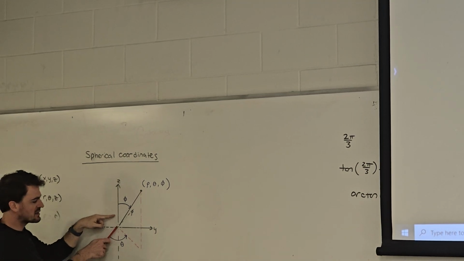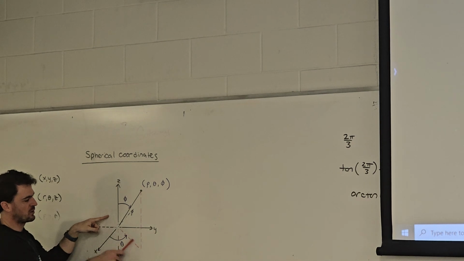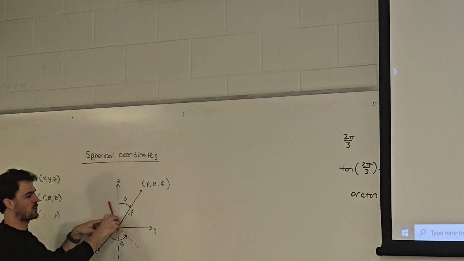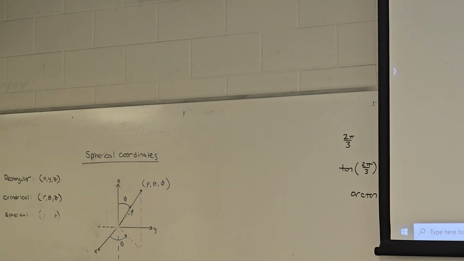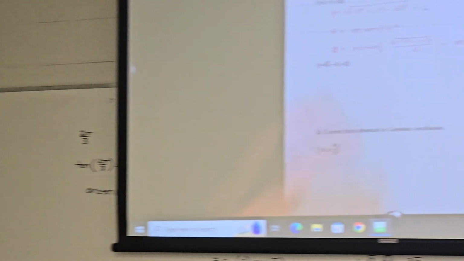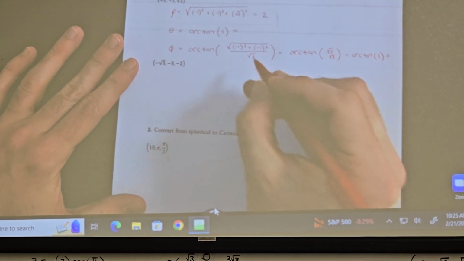So I'm not going to say it's pi over 4. Say again? 5 pi over 4. 5 pi over 4. Yes. So that's the trickiest thing when it comes to these things. It's not just like plug it in, get some numbers. We really have to think about where these coordinates live.